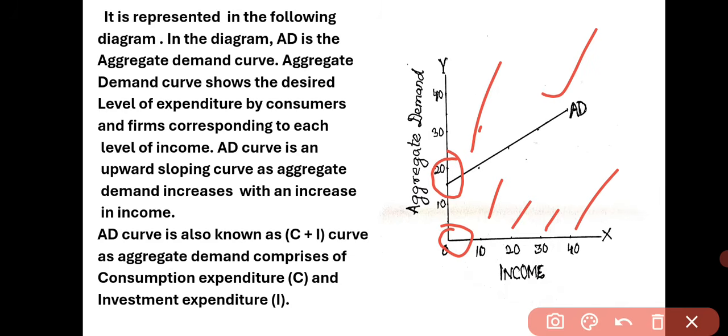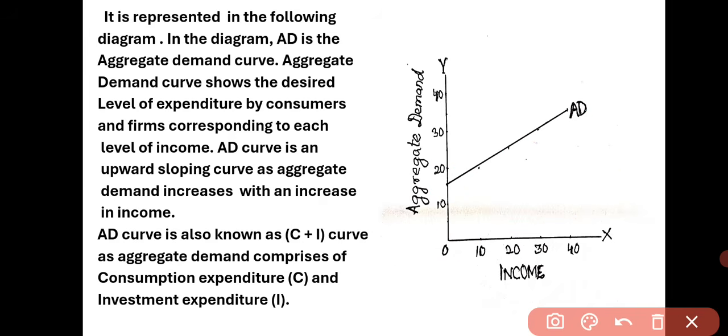Why is it an upward sloping curve? Because aggregate demand increases with an increase in income. So this aggregate demand curve is also known as the C plus I curve, right, because it is the consumption demand plus investment demand curve. And why is it known as the C plus I curve? Because aggregate demand comprises consumption expenditure as well as investment expenditure.